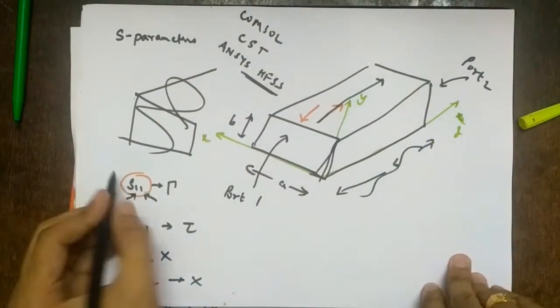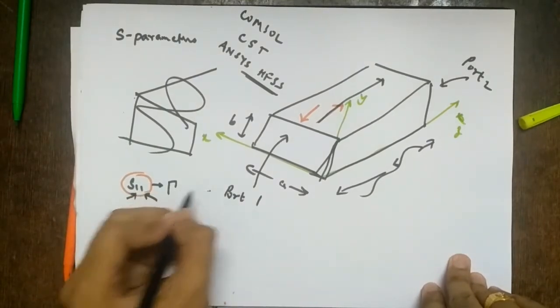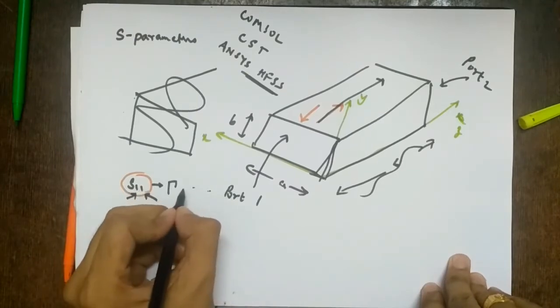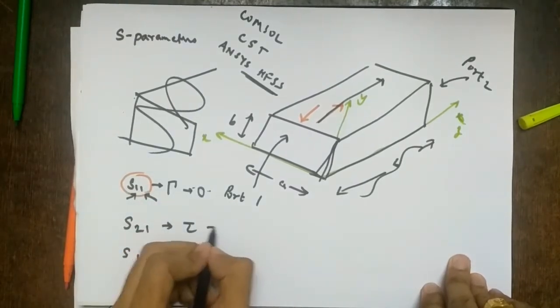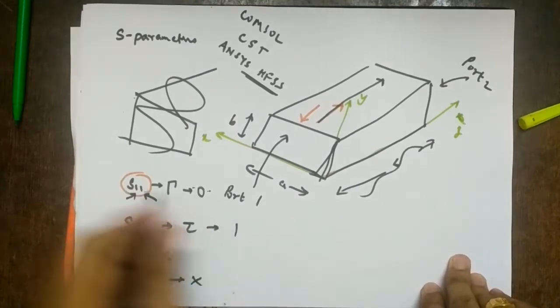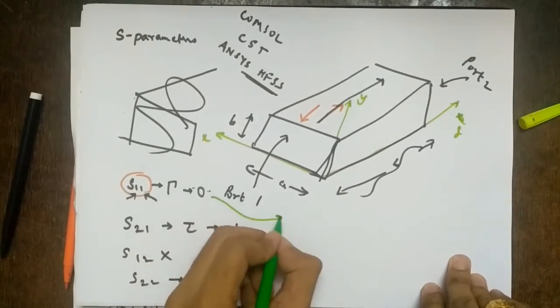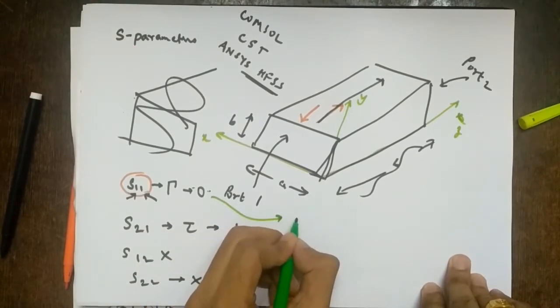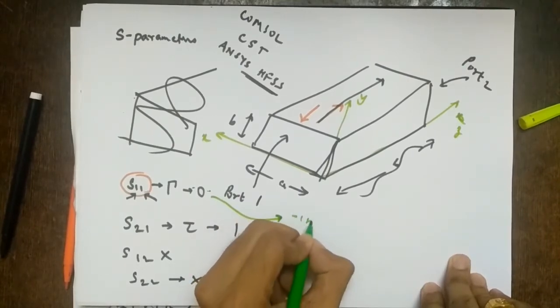So ideally what should be here? If I am talking about the normal scale, S11, that is gamma, should be 0. That is, 0% of the power should be reflected. And the transmission coefficient should be 1. If you convert to dB, what will it be? It will be 10 log 0 if I am talking in terms of power, so it will be minus infinity, right?